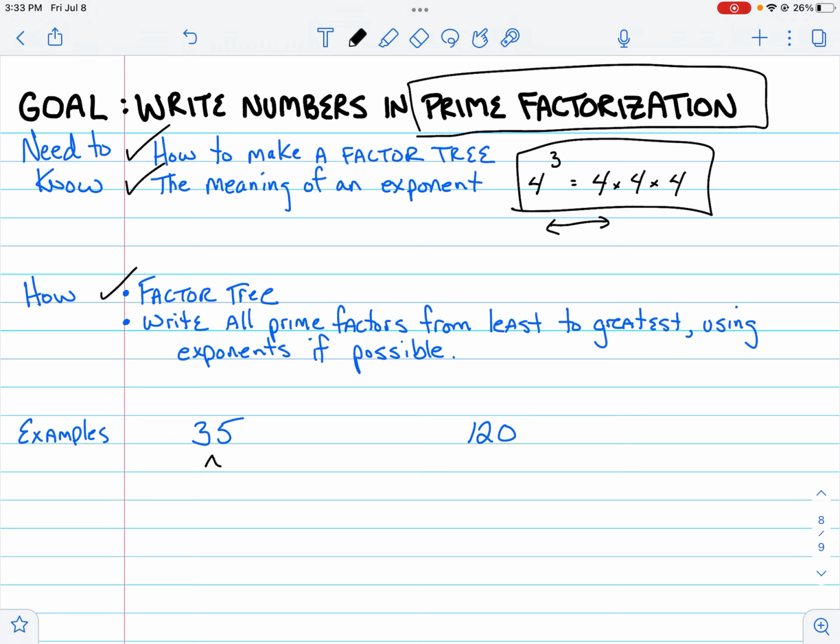So 35 factor tree, 5 times 7 makes 35. And that's it. I can't break down 5 and 7 anymore because they are prime, right?